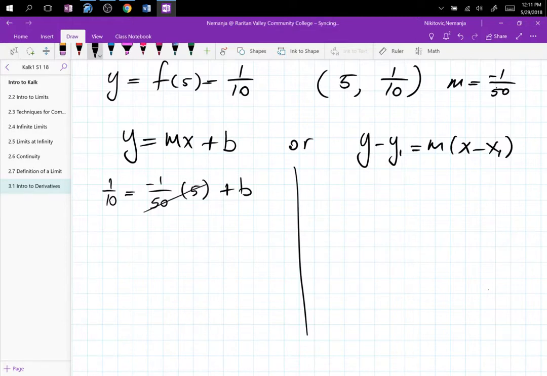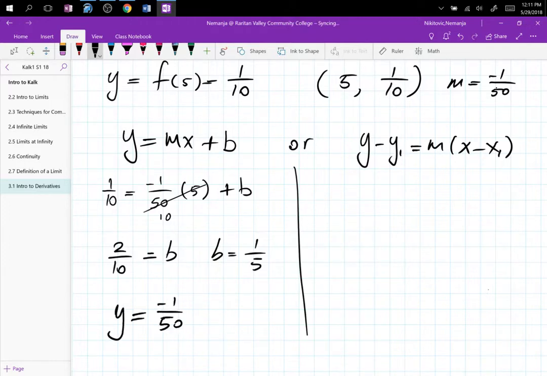So now these will cancel into a 1 over 10. So now this adds to 2/10 is equal to b, so b is equal to 1/5. So the line is y equals negative 1 over 50 x plus 1 over 5. So that would be the tangent line.